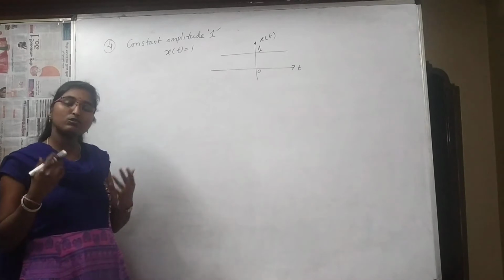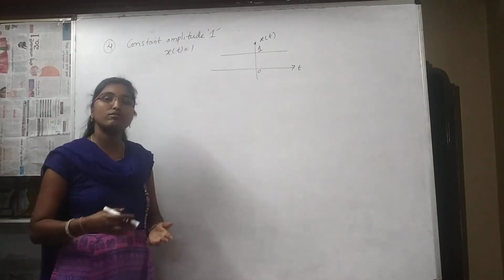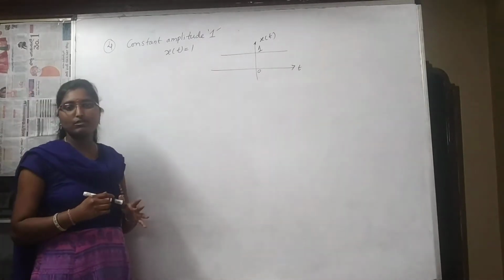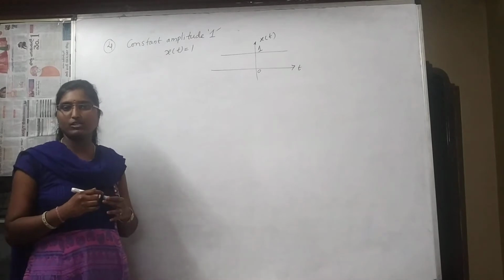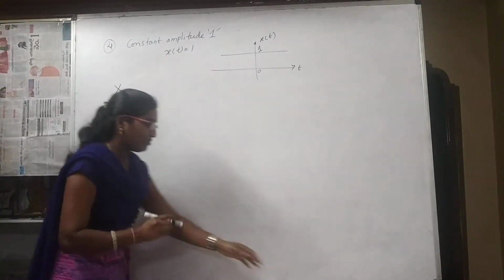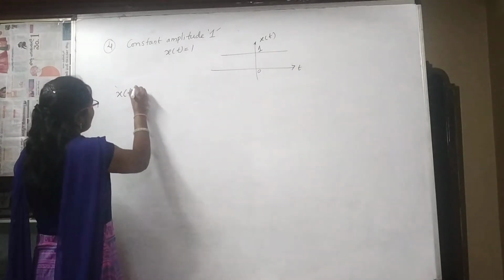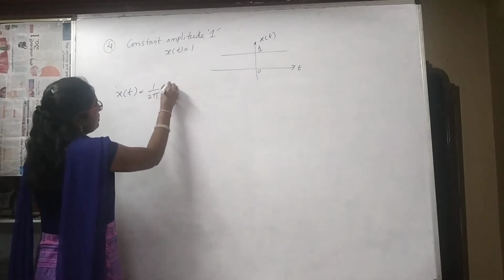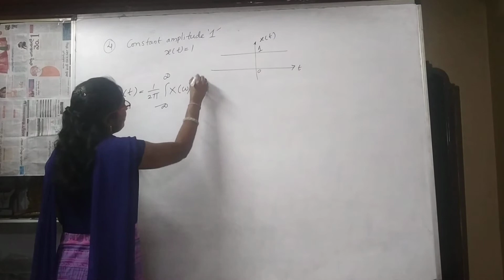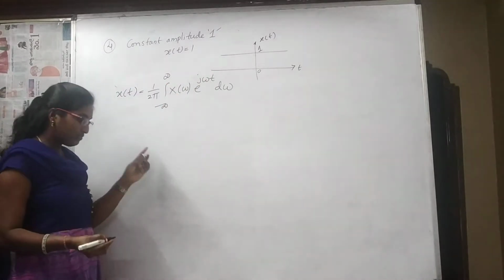For that we can't go for the direct formula for the Fourier transform. That's why we will go for the inverse Fourier transform. We will try with the inverse Fourier transform. Is it coming or not? We will check for that. And the inverse Fourier transform formula: x of t is equal to 1 by 2 pi integral minus infinity to infinity x of omega into e power j omega t d omega is the inverse Fourier transform.